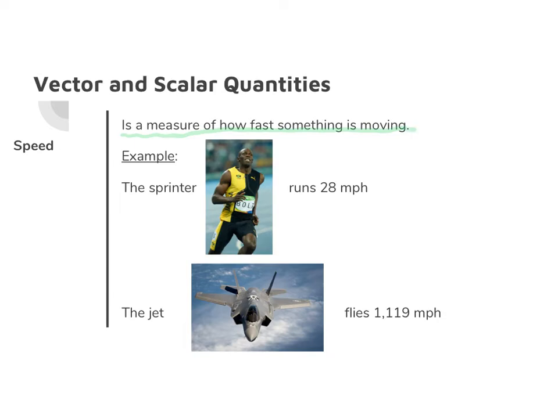And so here we have this sprinter. Sprinter runs 28 miles per hour. So now's a good time to ask yourself, is this a vector quantity or a scalar quantity? Same thing with this jet. This jet flies at 1,119 miles per hour. Again, is this a vector or a scalar quantity?